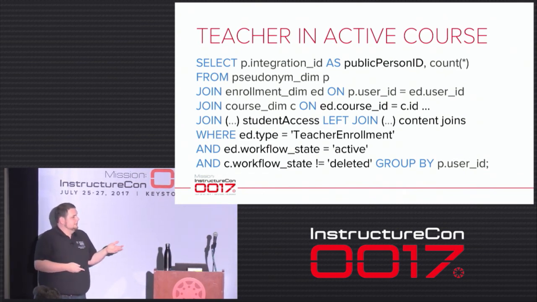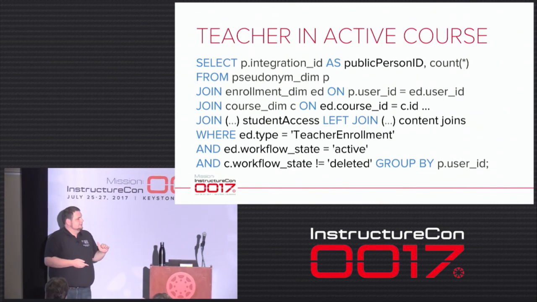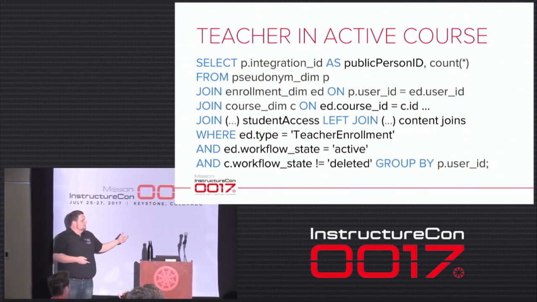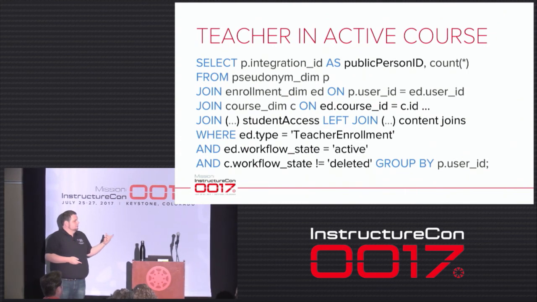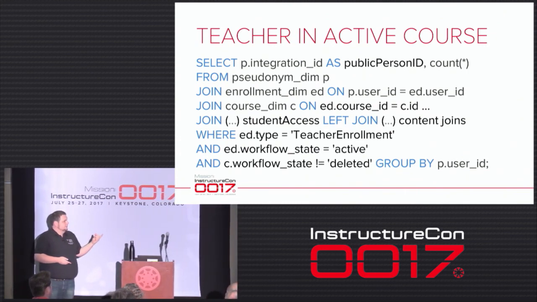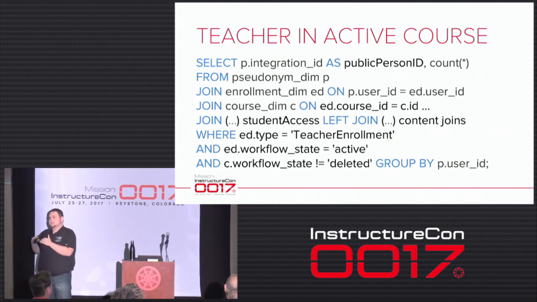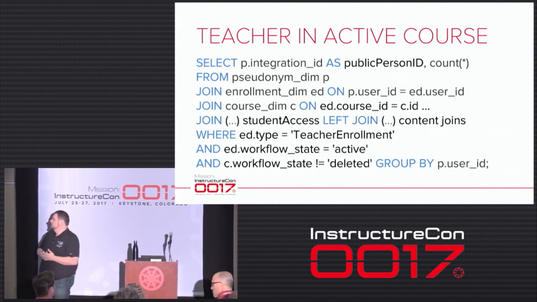So the yield of this query is unique individuals and a count of how many active courses they're in by joining the pseudonym dim table to the enrollments table on the user ID field. That's on both of those tables. And then joining the courses. Joining student access rather than left joining it eliminates every course that doesn't have a student access.